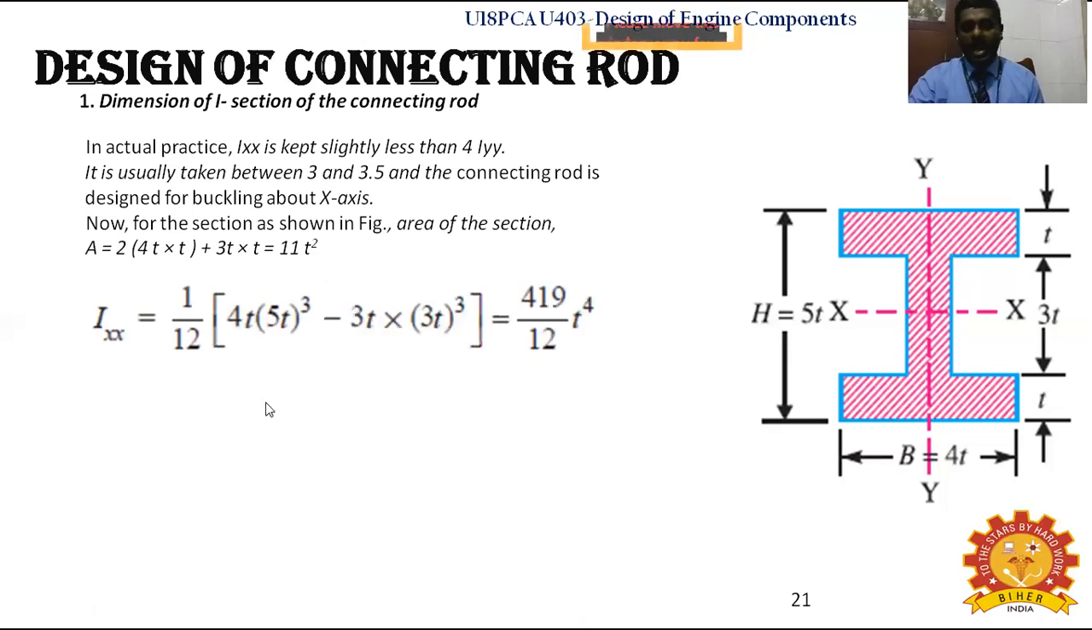And to calculate Ixx, we have the standard formula BD cube by 12, the moment of inertia for a rectangular section that we already learned in engineering mechanics. B is the width, that is 4T, and the depth is 5T cube. So first we consider the entire rectangle, which gives BD cube by 12, with B as 4T and D as 5T. And you are required to subtract these two rectangular sections, so that is minus.